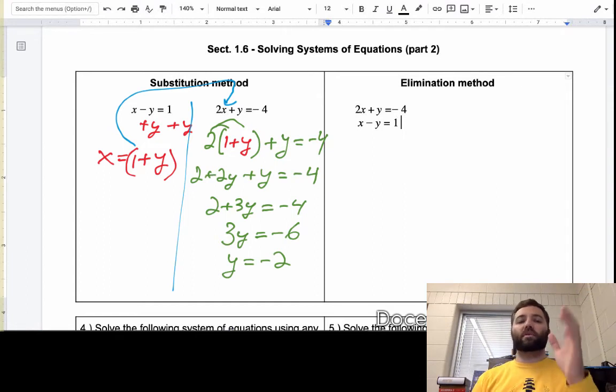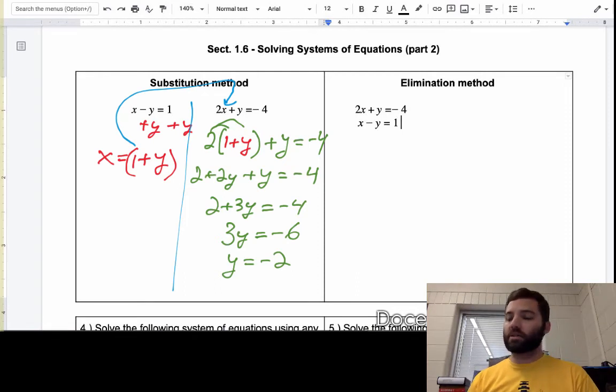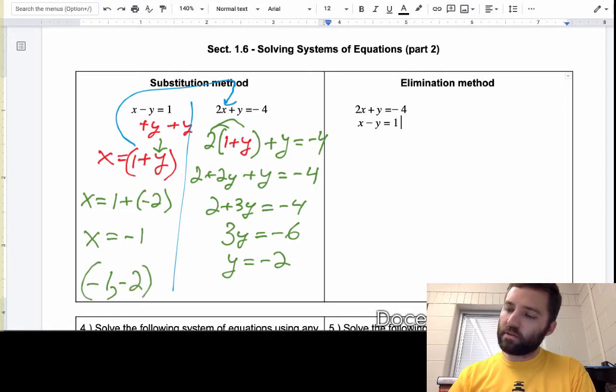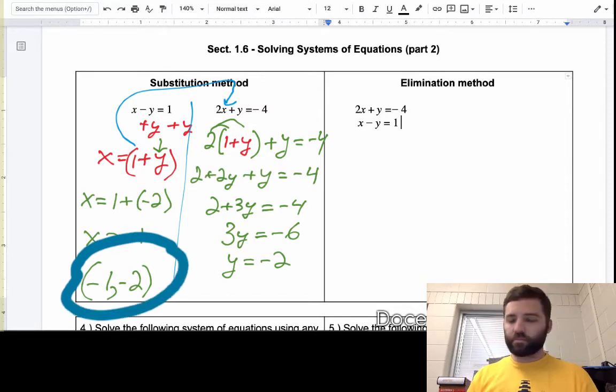Remember, the solution to these has to be an x and a y coordinate. Think about the intersection of 2 lines. It's got to be an x and a y where they cross. So to get the x, then, I'm going to take and just plug negative 2 in right here. Okay, so I get x is equal to 1 plus negative 2. 1 plus negative 2 is negative 1. Okay, so my solution then is this coordinate, or this x and y, negative 1, negative 2, right here. Okay, so that's how you use the substitution method. You solve for either x or y, and you substitute in to the other equation.